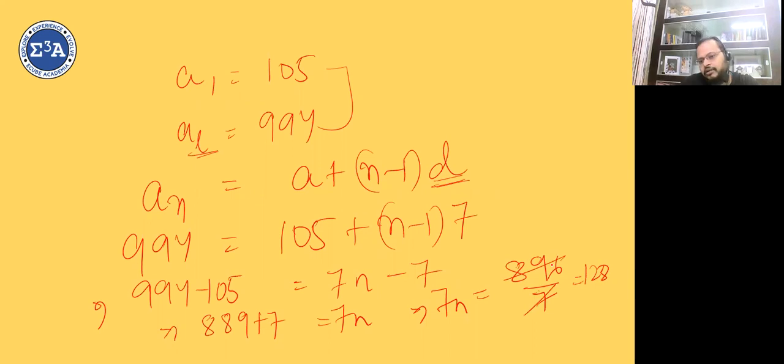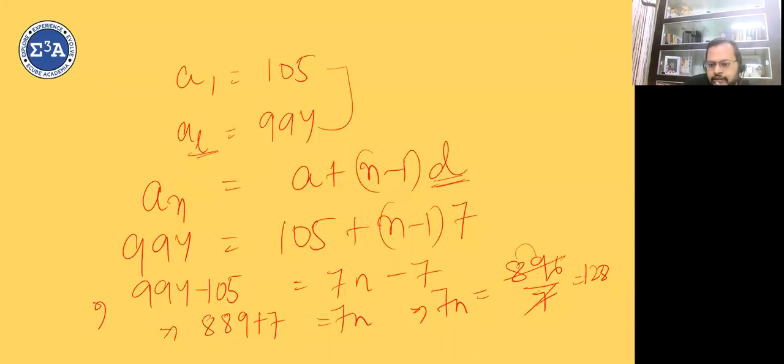7 1 is 7, 7 2 is 14, 7 8 is 56. So it is the 128th term of the AP. So in total, 128 three-digit numbers are there that are divisible by 7.